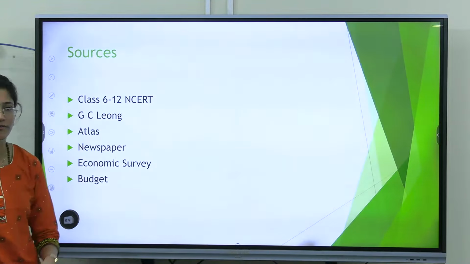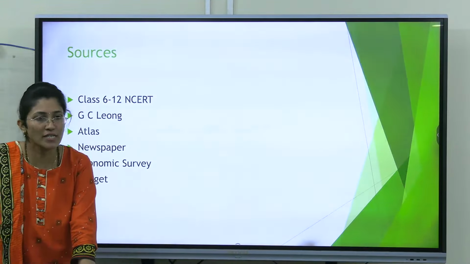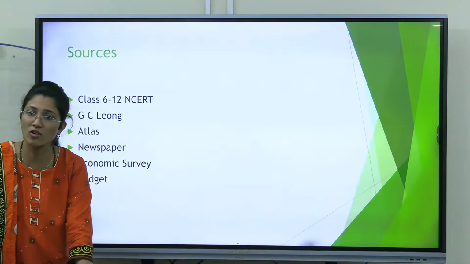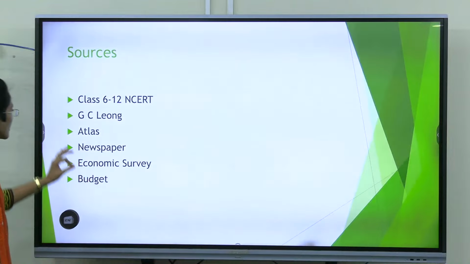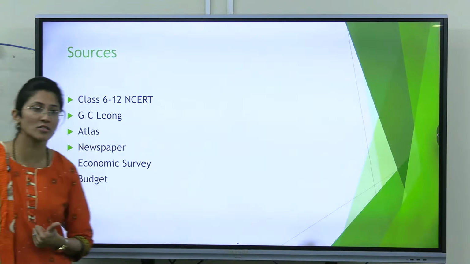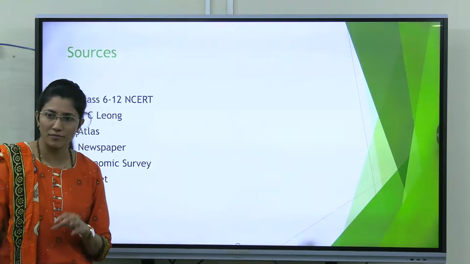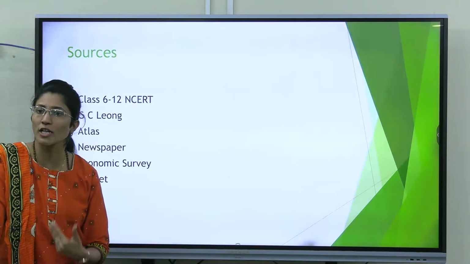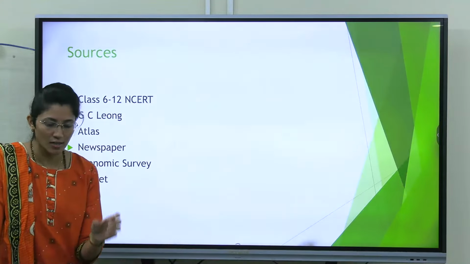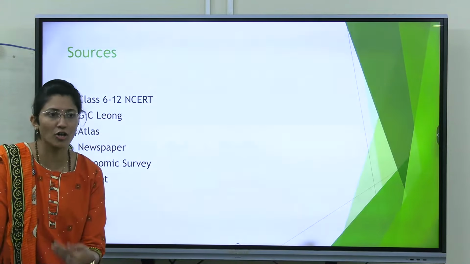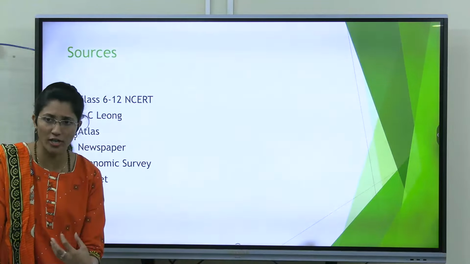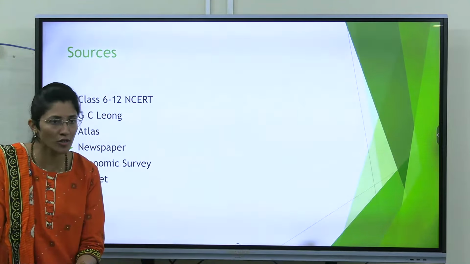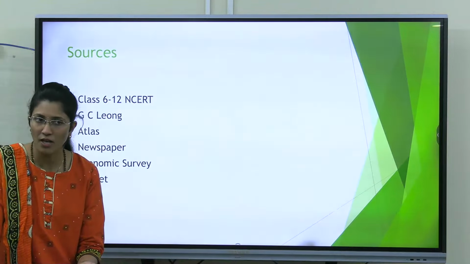What are the sources for geography? Class 6 to 12 NCERTs and GC Leong, where you have to read GC Leong selectively, right? Next, an atlas for mapping, and current affairs for places in news. Sometimes they talk about volcanoes, recent volcanic eruptions. So they say that this volcano is active or dormant. If that volcano is in the news, if that volcano erupted, then you should know that it is an active volcano. It's not a dormant volcano, right?